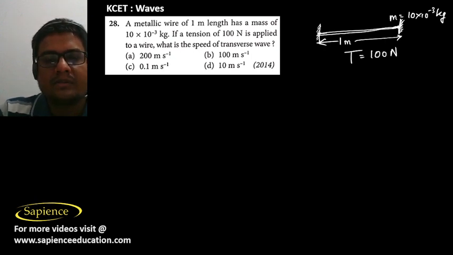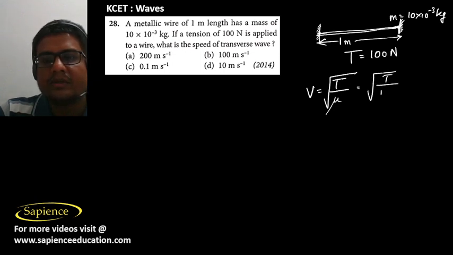Okay, tension is applied to the wire. Then the speed of the transverse wave will be given as root over T by mu, where mu is mass per unit length, that is m by l.